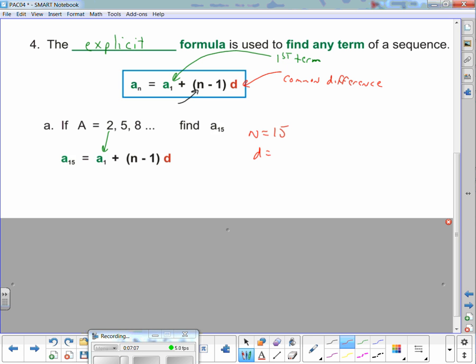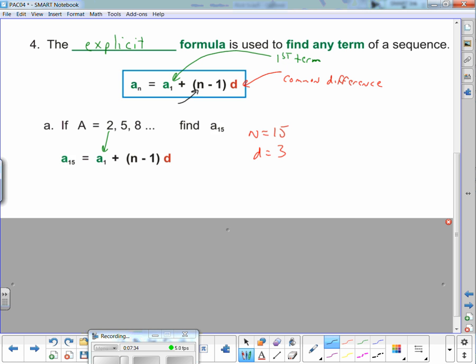We already know how to figure out d, right? You take any term and subtract from it the previous term. So if it's something you can't easily see, always take the third and subtract from it the second, or take the fifth and subtract from it the fourth, or take the second and subtract from it the first. Everybody knows that the value of d is 3. That's all we need.